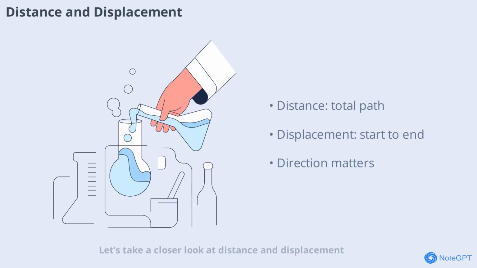Let's take a closer look at distance and displacement. Imagine walking around a park. The total length you walk is the distance, but if you end up where you started, your displacement is zero. Distance is always positive and measures the path taken, while displacement considers only the starting and ending points, including direction. This distinction is crucial in mechanics, as it affects how we calculate other quantities like velocity.